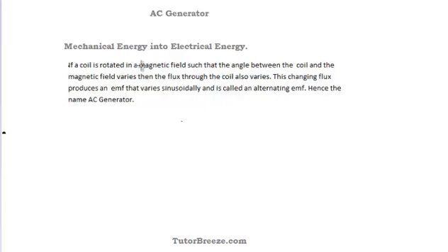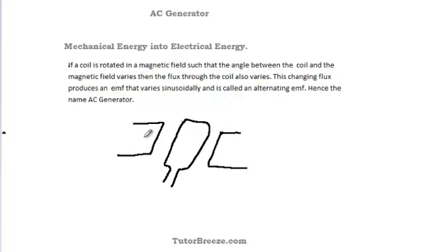Next, let us draw the AC generator. We'll just make a rough sketch. See, you have a coil like this. This coil rotates in a magnetic field. So you have a magnet placed over here. Say this is the north end of the magnet and this is the south end of the magnet. So you have a magnetic field from the north to the south direction, and the coil is placed in this field.